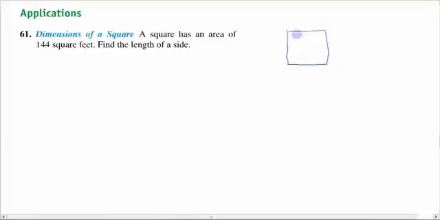So remember that a square is defined that all the sides are of equal length and the four angles are 90-degree angles. So this square has an area of 144 square feet. Find the length of the side. Now the thing that they're asking you to find most often is the thing that you're going to let your variable be. So it's saying find the length of a side. So we're going to let x equal the length of a side. Let's draw that in. There's a side, there's a side, there's a side, there's a side.